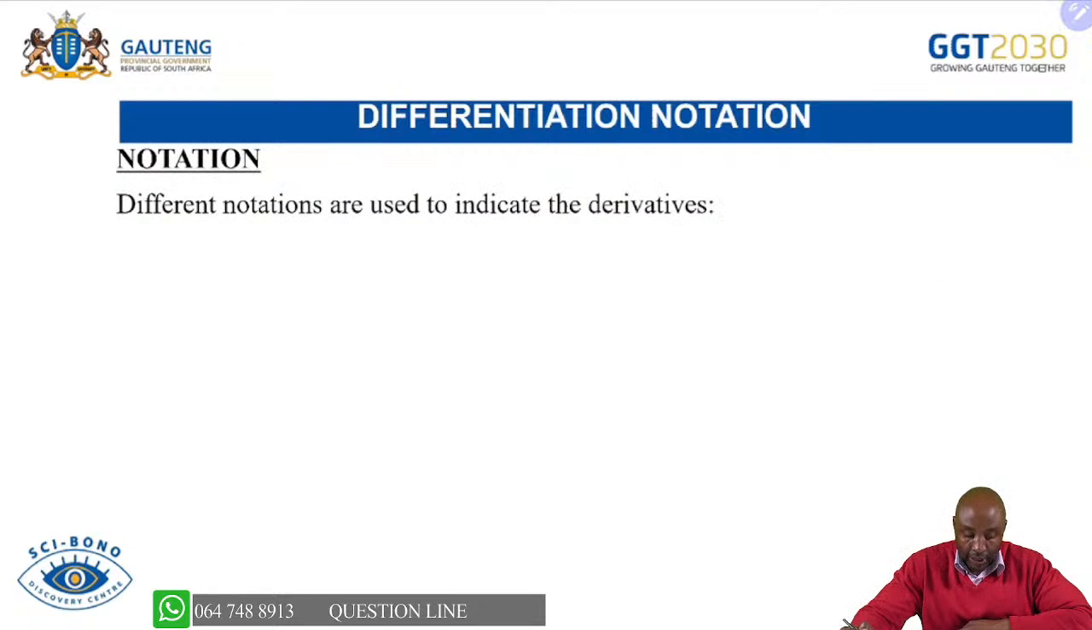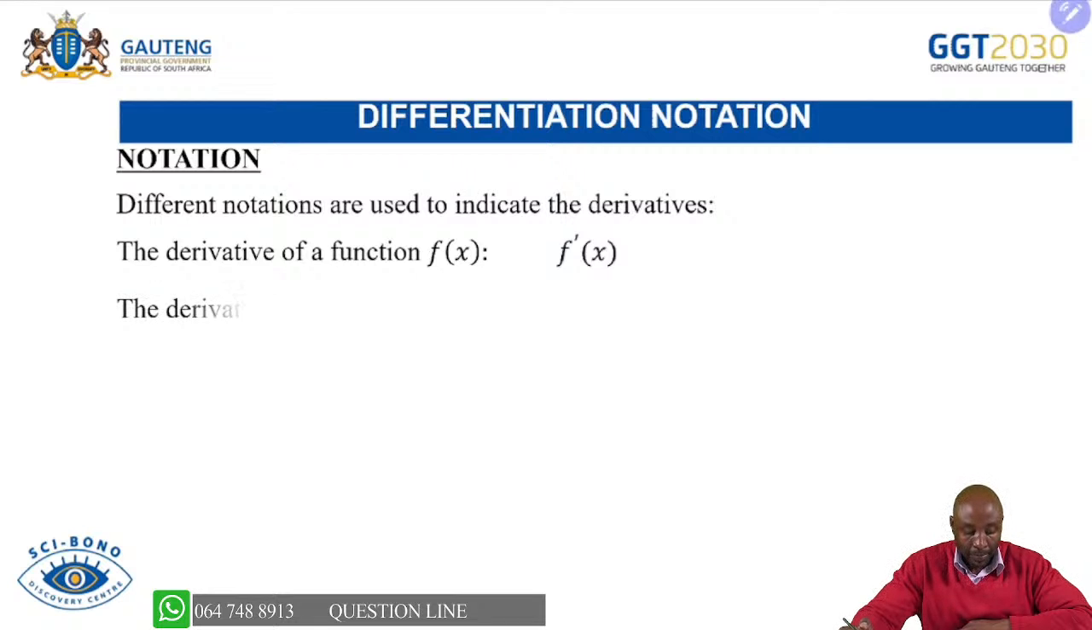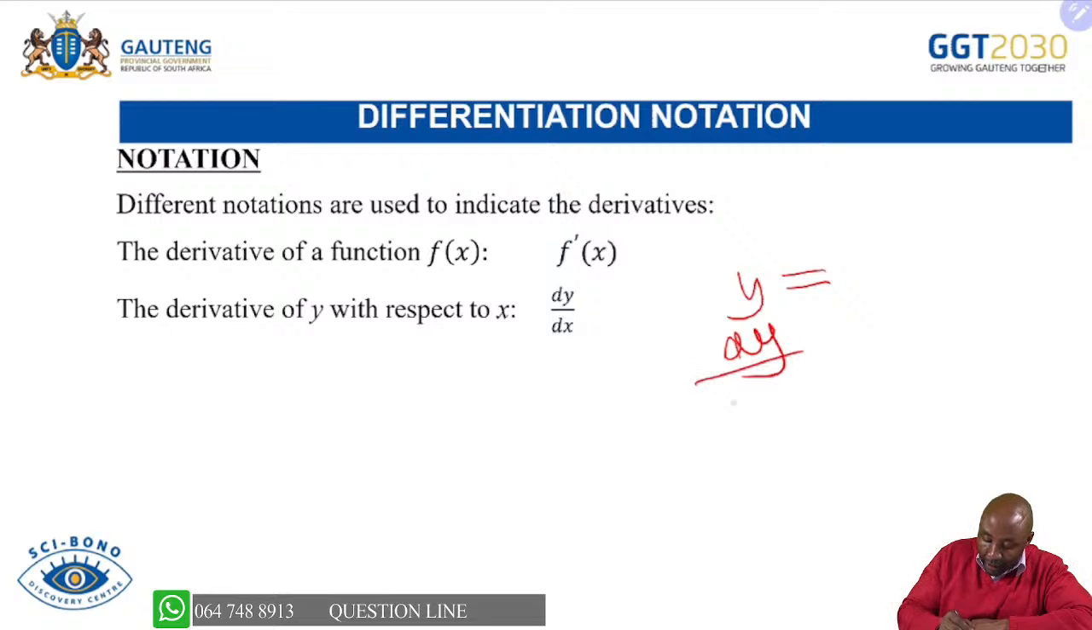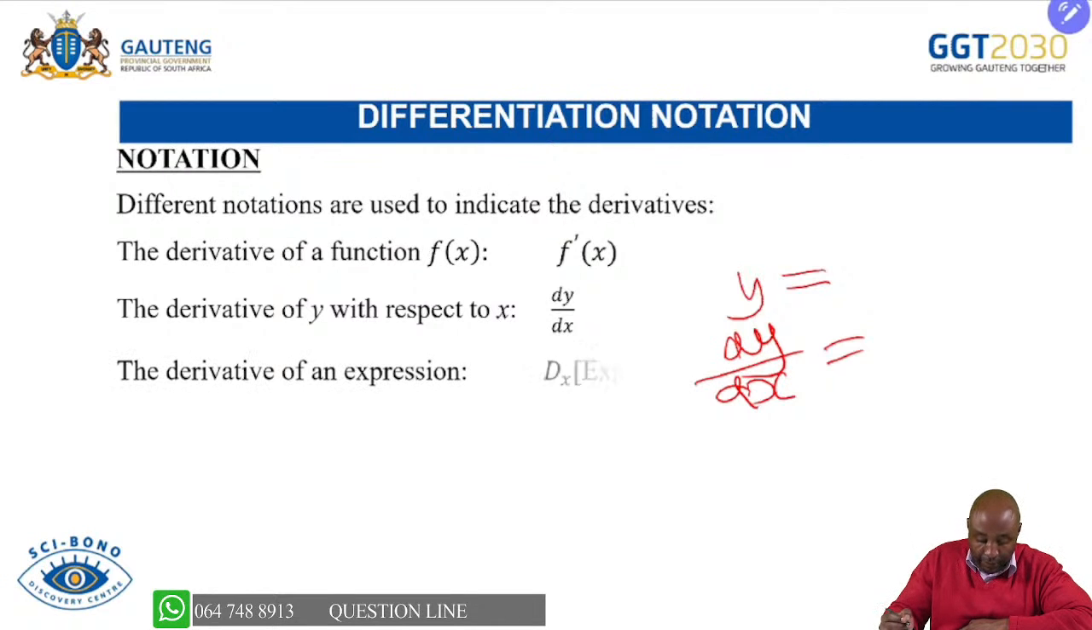The notation now that we must know: if your function is f of x, the derivative will be given by f dash of x. If your function is given by y equals, it means the derivative will be dy dx equals.